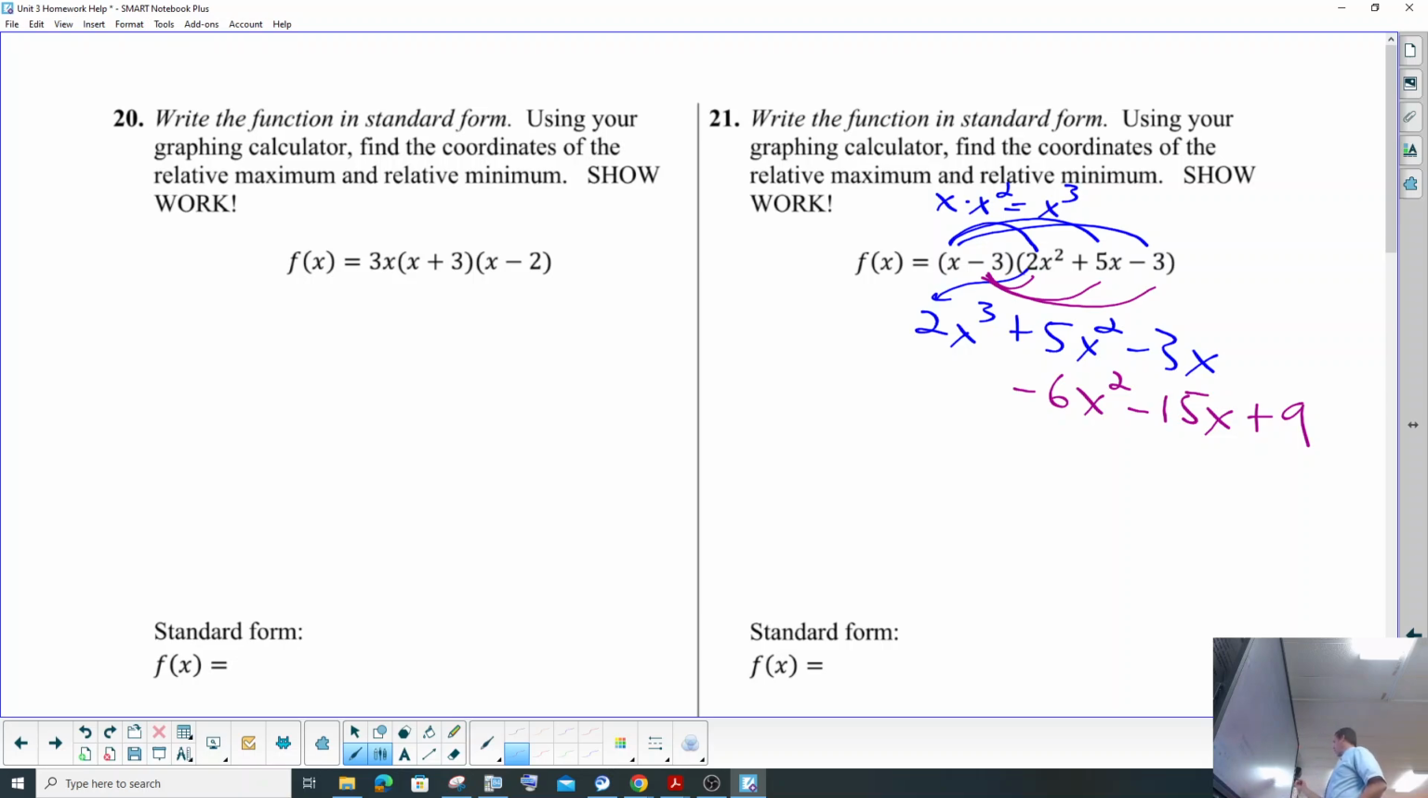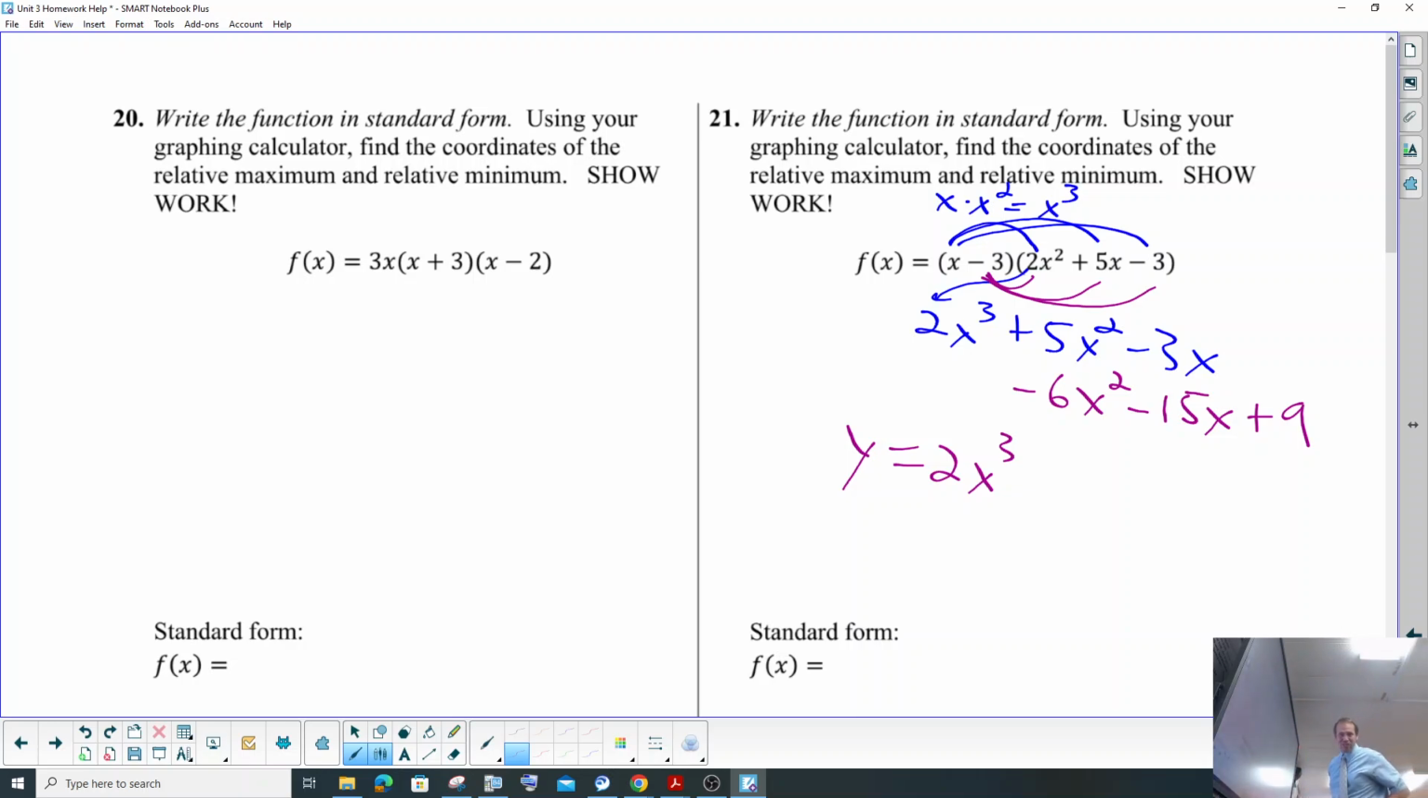So our standard form is going to be 2x cubed. Negative 6. What's negative 6 and a positive 5? Hey, are you just copying? Pause me. You're supposed to be doing this on your own. Remember, you're just checking to see if you're getting the answers right. Pause me. Try it on your own.